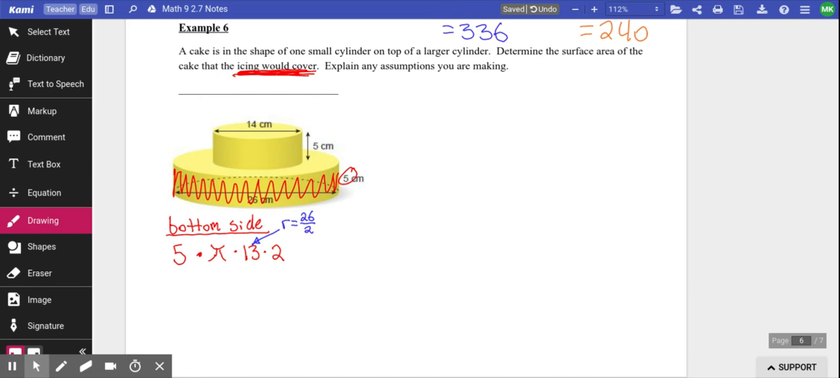So it's 13 times pi times 2. The reason it's 13 is because 13 is the radius. Radius is half the diameter. So I'm trying to point out with that little blue arrow, the diameter is 26 all the way across. 26 divided by 2 is 13.